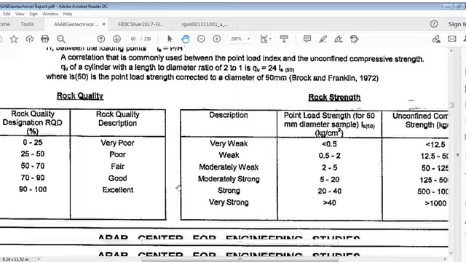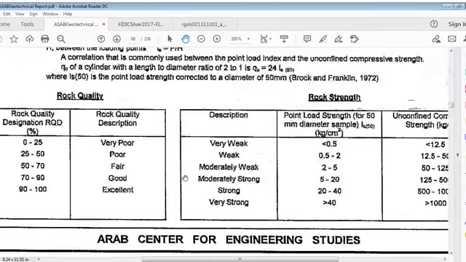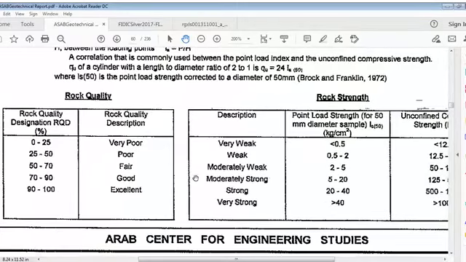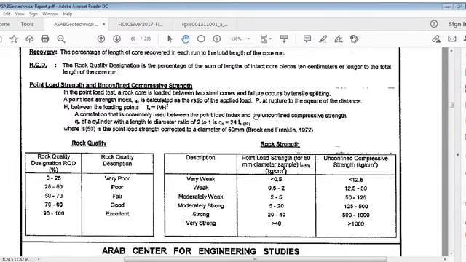Rock quality, rock strength. I will discuss rock strength and the point load test.